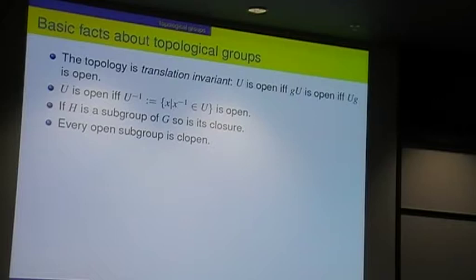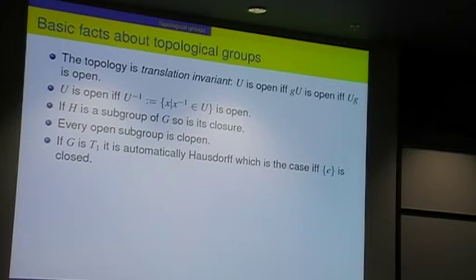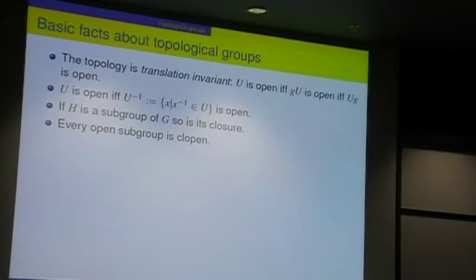And here's a completely elementary fact, but perhaps striking the first time you see it. Every open subgroup is actually clopen. Did I prove that? No. Okay, let me prove it. So you take your open subgroup, and now you look at all the cosets. Because of what I said here, they're also all open.